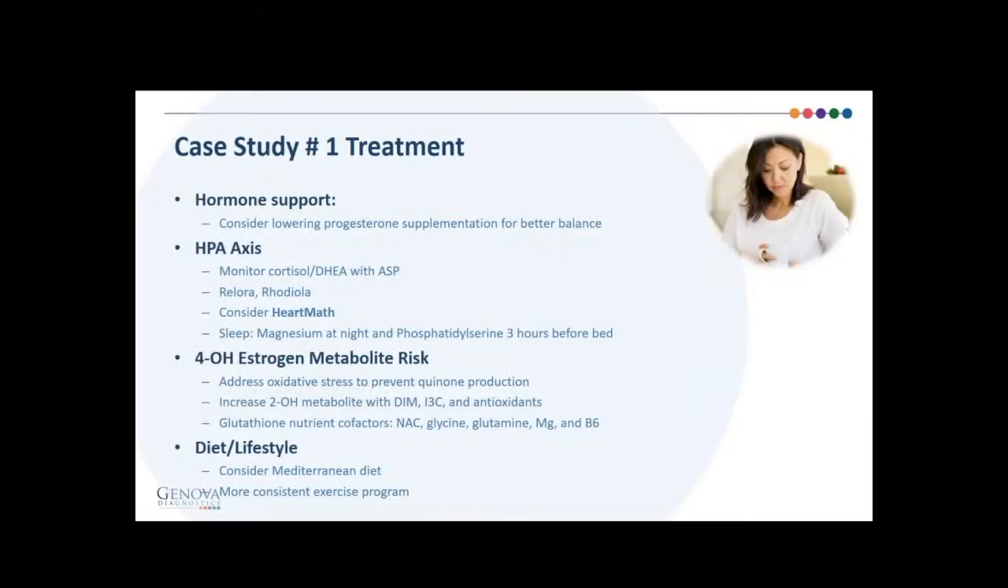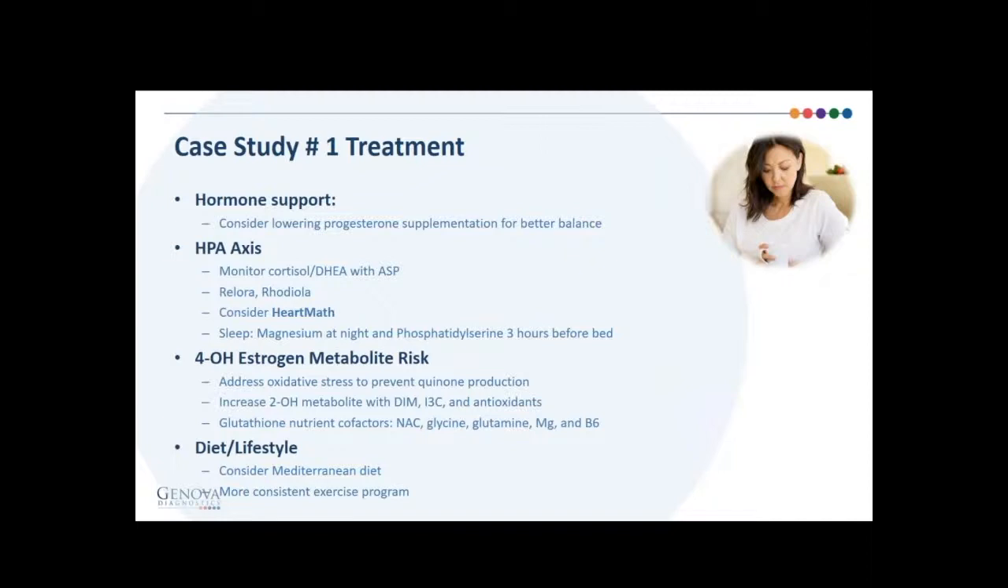So what do we do for this patient? I would say first, hormone support. Consider lowering the progesterone if there's imbalance, and that's certainly a possibility. As far as the HPA axis, I would monitor the cortisol and DHEA with an adrenal cortex stress profile.